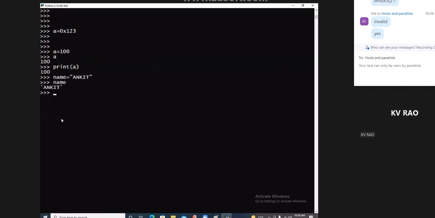You write just a name, you will get this. It is only useful at which level? Command prompt level. You can say print a name also. You will get this, Ankit, like this. But it is always recommended to go like this. This is name, just the name if you write it.